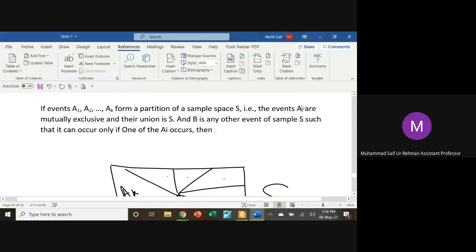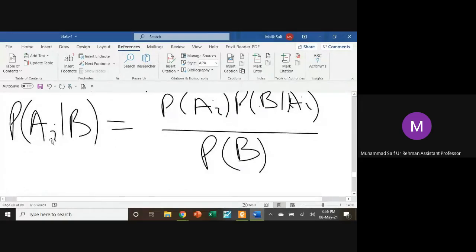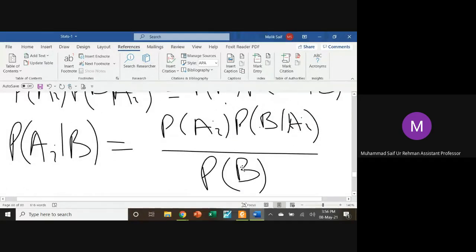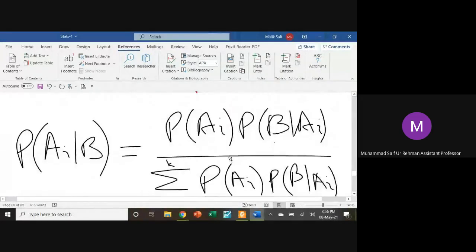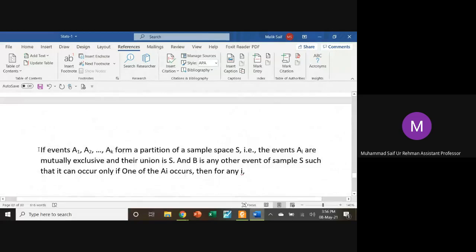Then for any i, this is small i, make it bold. Then for any i, this is the formula: A_i given B. So you will write down this formula. You will start answering if proof is required.